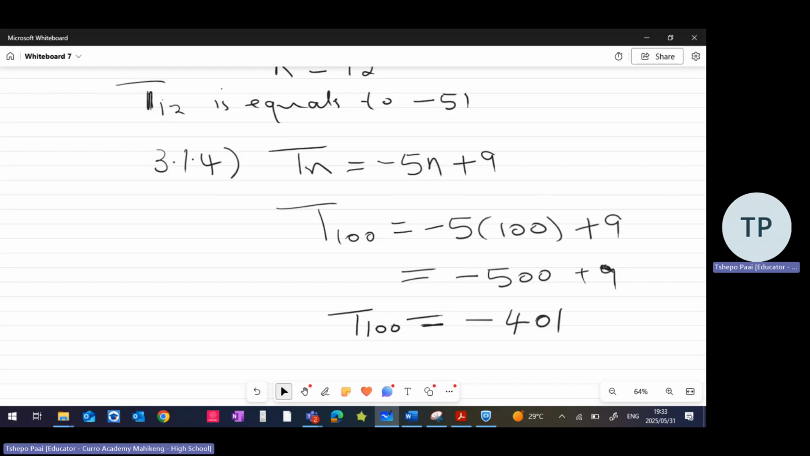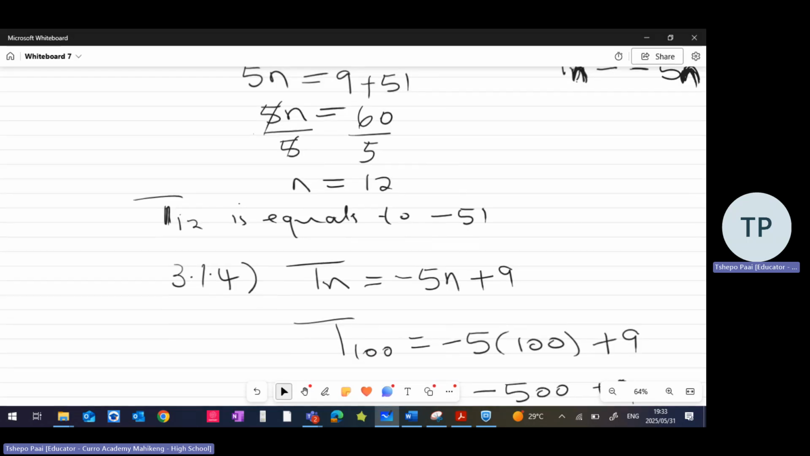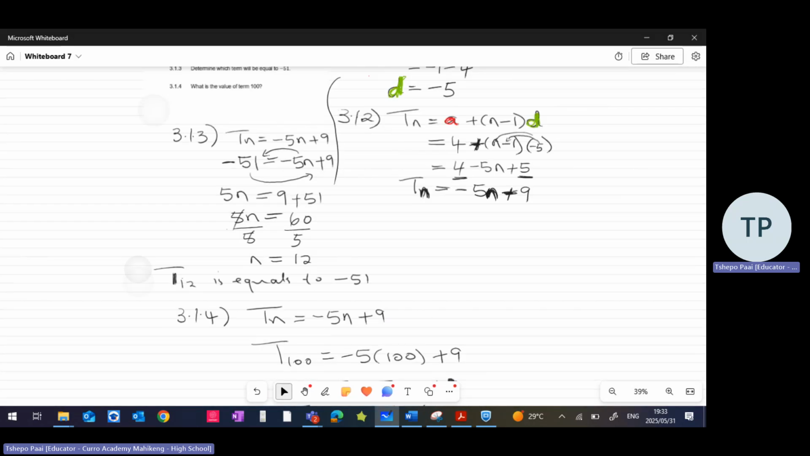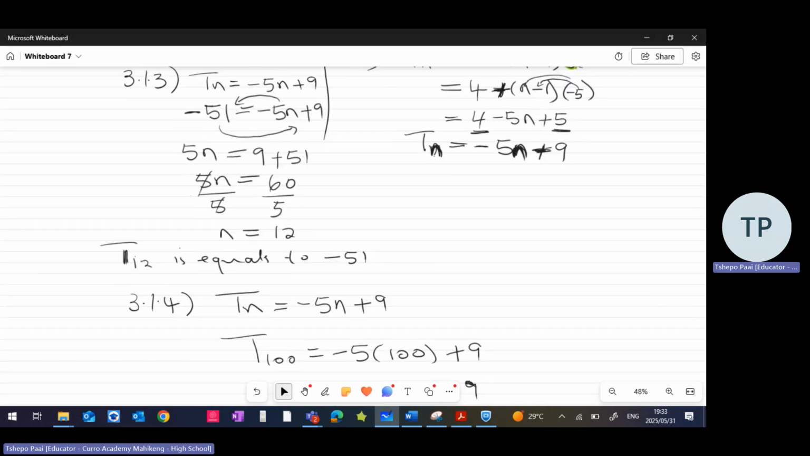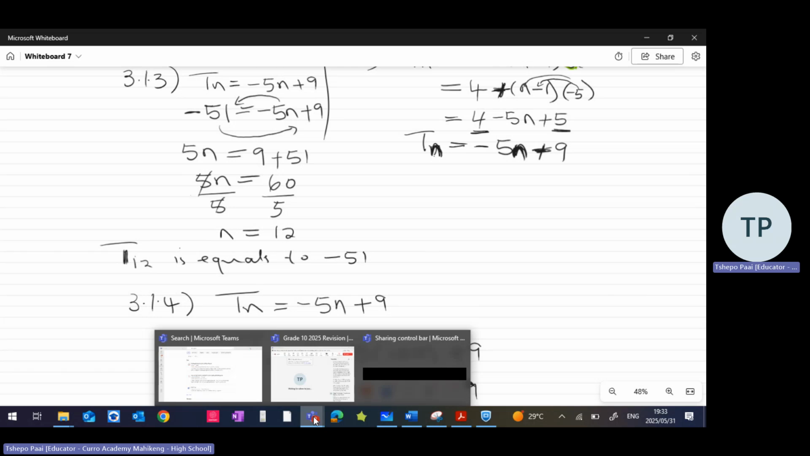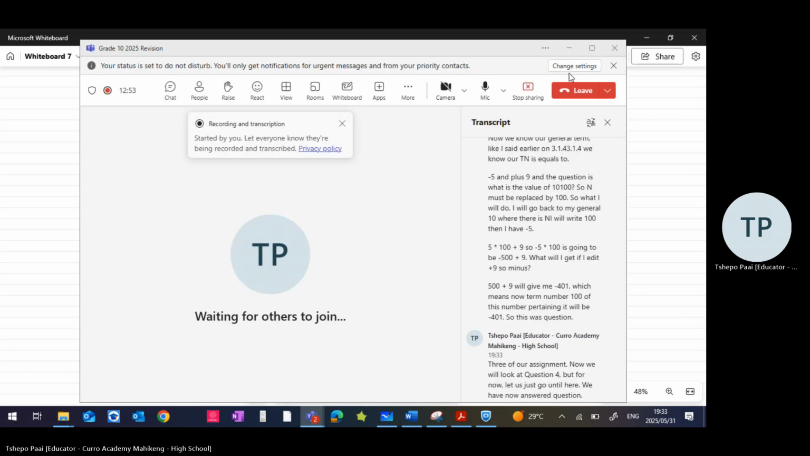So this was question 3 of our assignment. Now we will look at question 4. But for now, let us just go until here. We have now answered question 3.